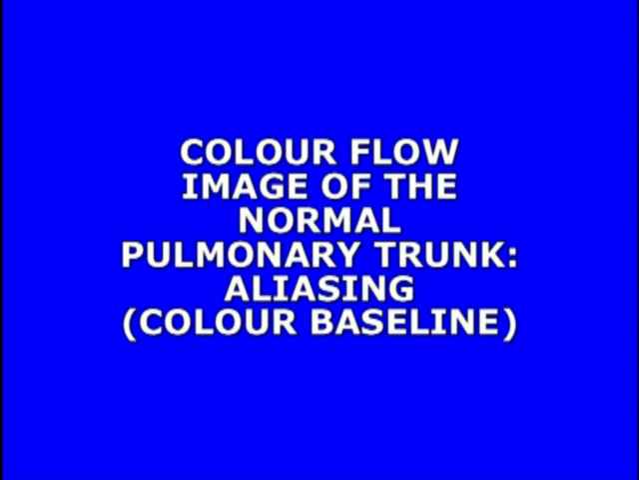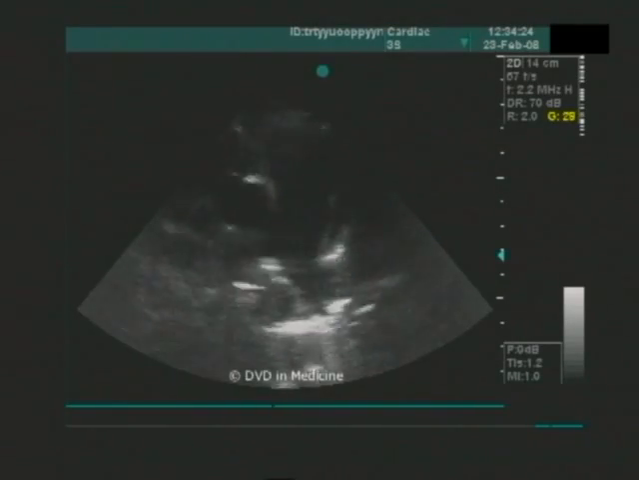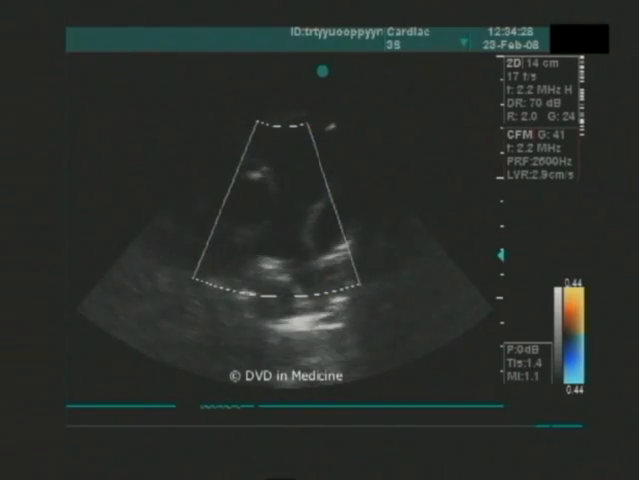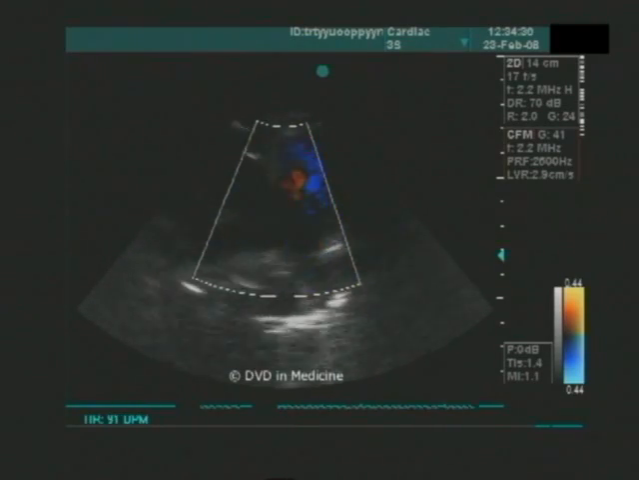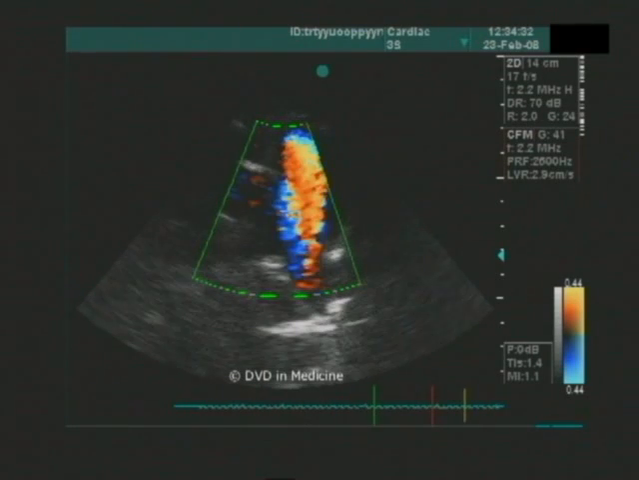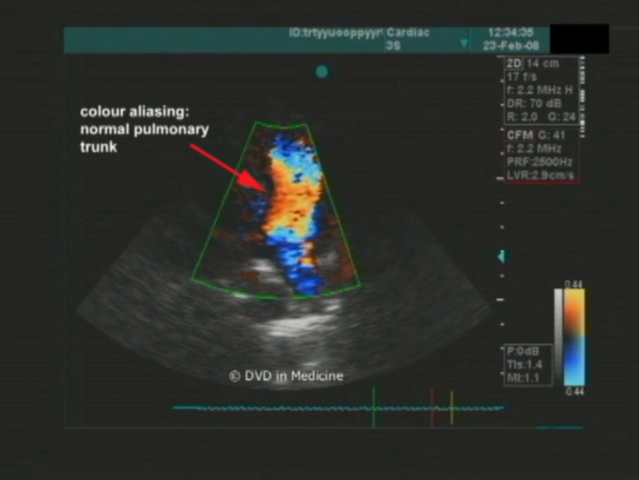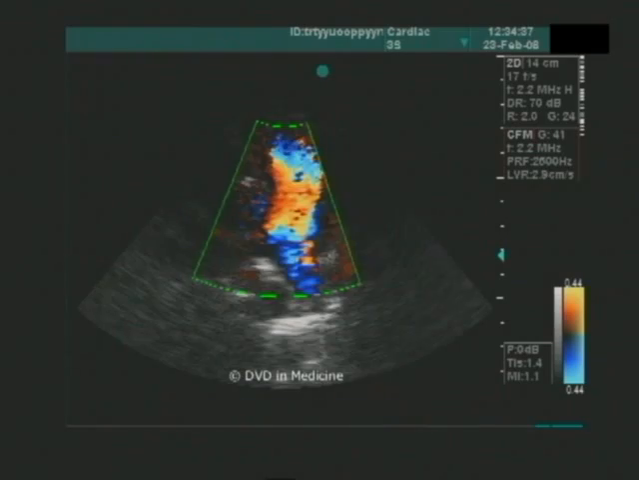Color flow image of the normal pulmonary trunk. Aliasing. Adjusting the color baseline. By shifting the color baseline, one increases the velocity limits in the direction away from the transducer, but at the expense of the velocities in the opposite direction.